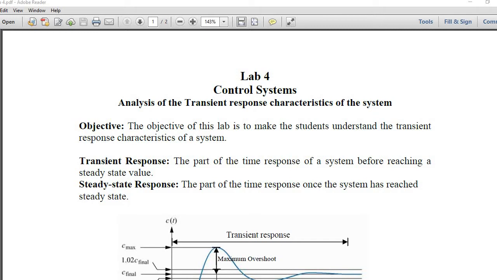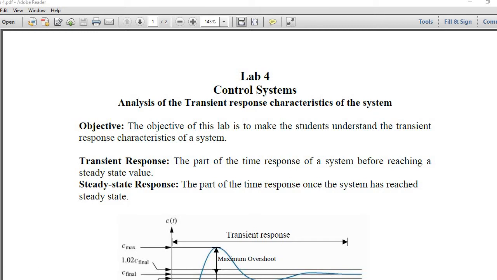So today we will look at how to do lab number 4 for control system. This lab is basically designed for time domain analysis, which includes analysis of the transient response characteristics of the system. So the objective is to make the students understand the transient response characteristics of a system. Now, first of all, let's define what is transient response.